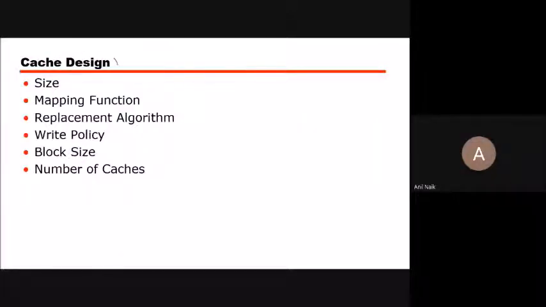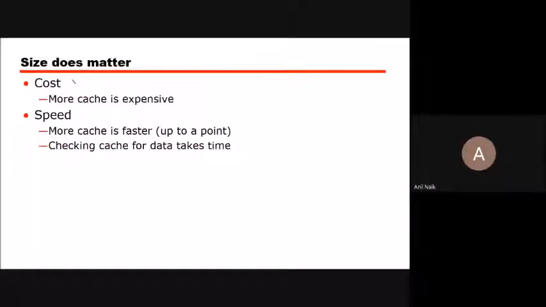So for designing this cache memory, because the cache memory is costlier, it is a very small memory. Okay, it is costly. So what we do, we use some techniques, which we call mapping techniques, to improve the speed. For that there are some algorithms, like the replacement algorithms and all. Here the size does matter for cost, because cache is more expensive and it is faster.